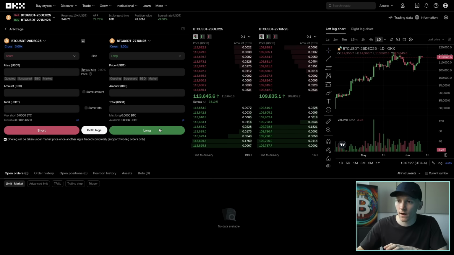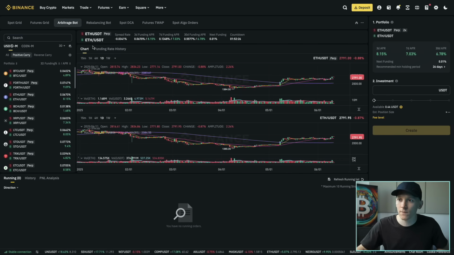So I'll show you here how to trade. You can take both sides of the trade on OKX. They make it really, really simple. They've got an arbitrage trading system. On Binance, they have this as well, which actually makes things super easy. So it's very easy to carry out.